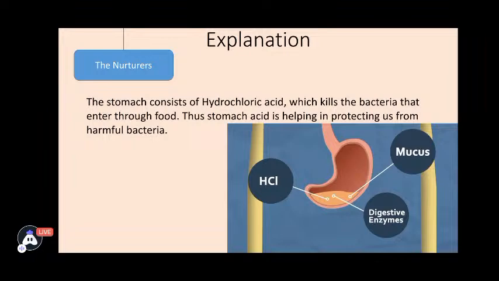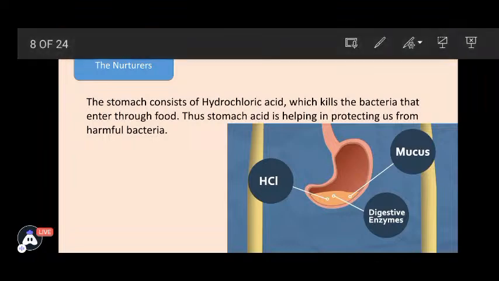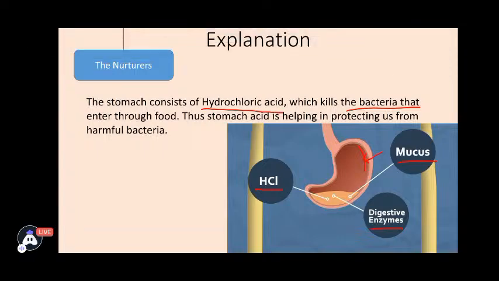Our stomach is responsible for secreting three important juices, that is HCl, digestive enzymes, and mucus. We know HCl helps in killing the bacteria, and the mucus makes the protective layer, which prevents our stomach from the action of HCl. So the correct answer chosen by many of you is that the stomach contains hydrochloric acid, which kills the bacteria that enter through the food. Moving ahead to the next question.